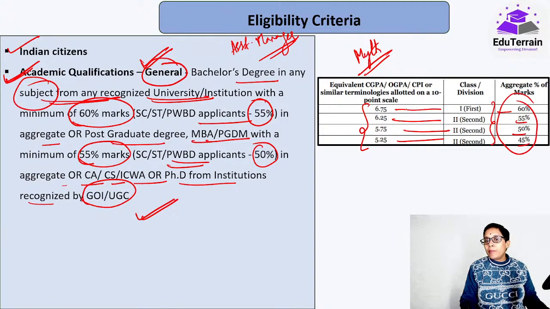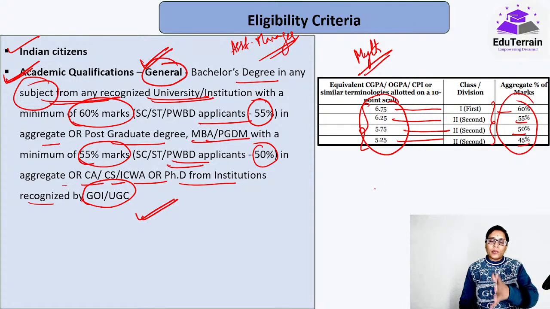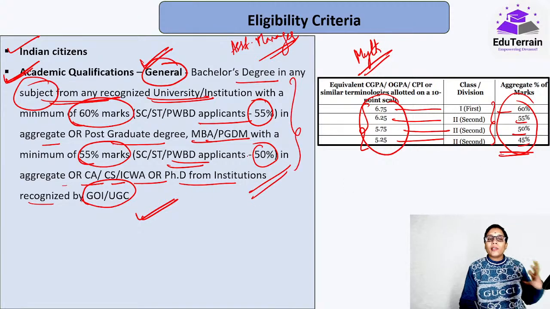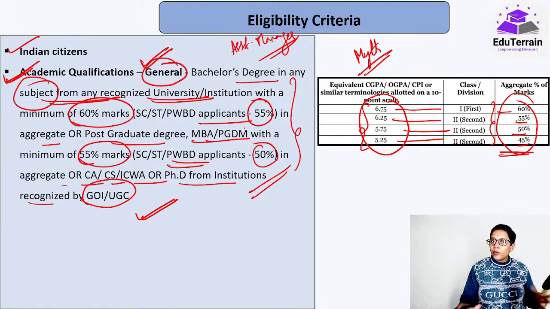So accordingly, based on the score that you have got either in CGPA or OGPA or CPI or similar terminologies that are used in various institutions, you can convert it into percentage using this table. Thereby you can understand where you fit here, whether you are eligible or not. Now academic eligibility भी आपका हो गया, you are eligible.